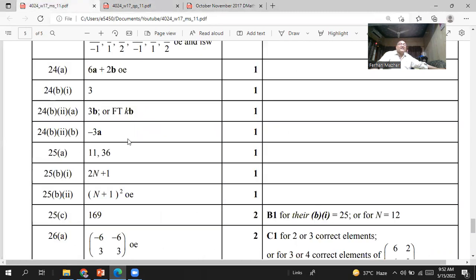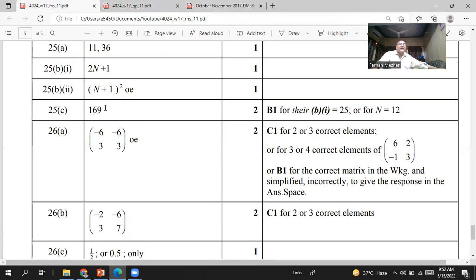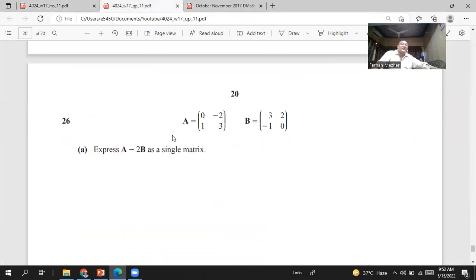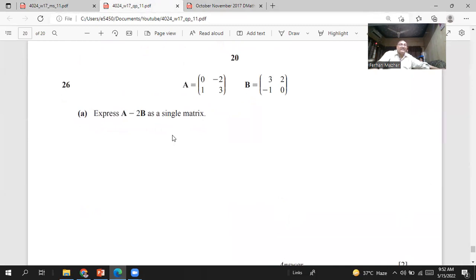So let's check the answer. That is, yes, n plus 1 whole square, and 169. That's the right answer, sir. Okay, so we are going to the next question. The next question is question number 26.